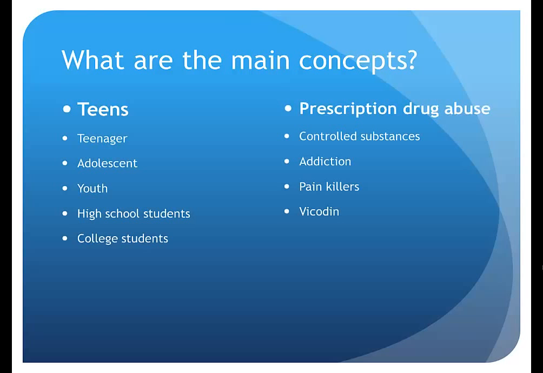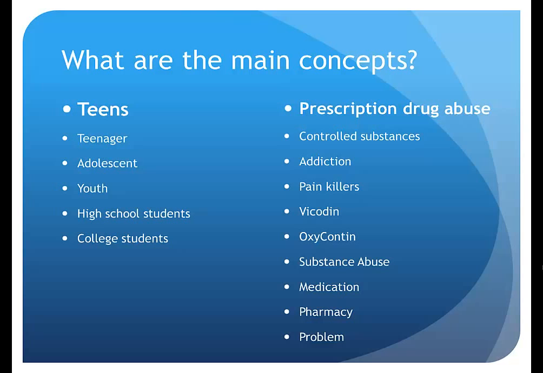So from those topic keywords, the most important points, we can decide potentially that teens and prescription drug abuse are the two top things. That's what we really need to get at in this research assignment. So then what we're going to do is figure out the different ways that we could say teens or different related topics. In this case, we've got teenager, adolescent, youth. You might also add young people, high school students, college students. Maybe you can think of some others.